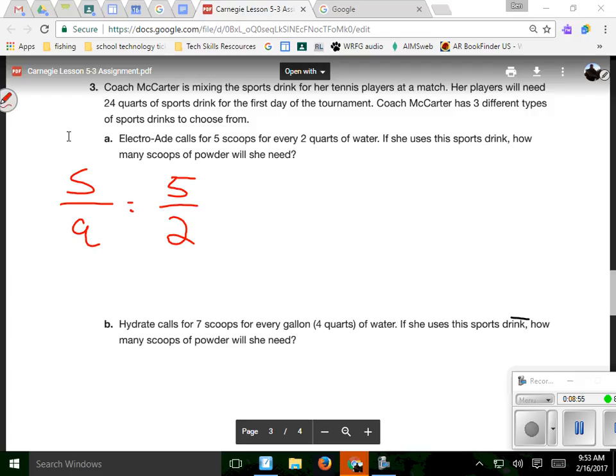How many quarts do I need? It says right in the problem, how many quarts do I need? I need 24. Does my 24 go on the top or on the bottom? On the bottom, because I got quarts on the bottom. And we got to figure out the number of scoops. Then you solve the problem. Solve the proportion. So once you've set it up, then solve it and go. Any questions? Let's see. Is there a back? I think there's a back to it too yet.